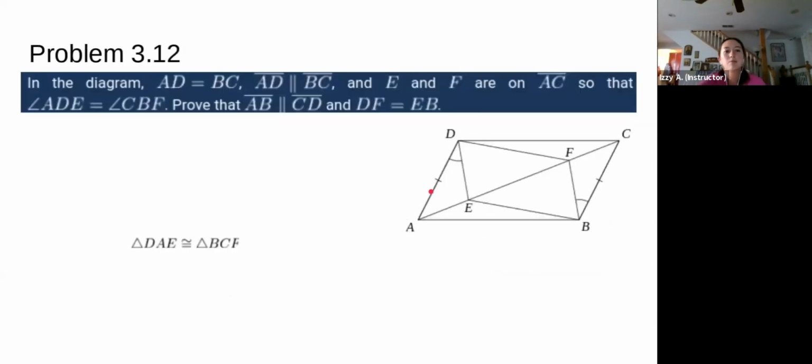Okay, next we have problem 3.12. So in the diagram, AD is equal to BC, AD is parallel to BC, and E and F are on AC, so that angle ADE is equal to angle CBF. And we want to prove that segment AB is parallel to segment CD, and that DF is equal to EB. Okay, so I will display the words for this one again.